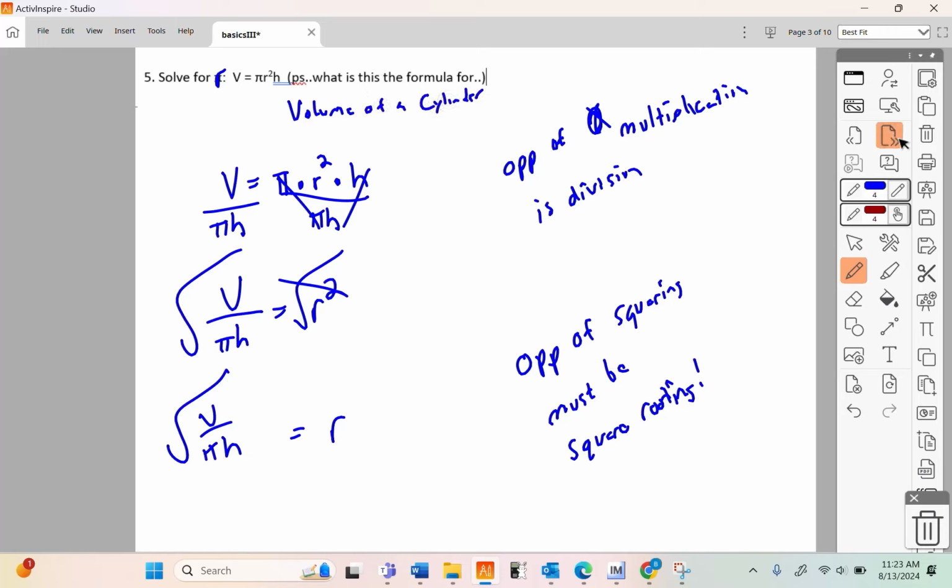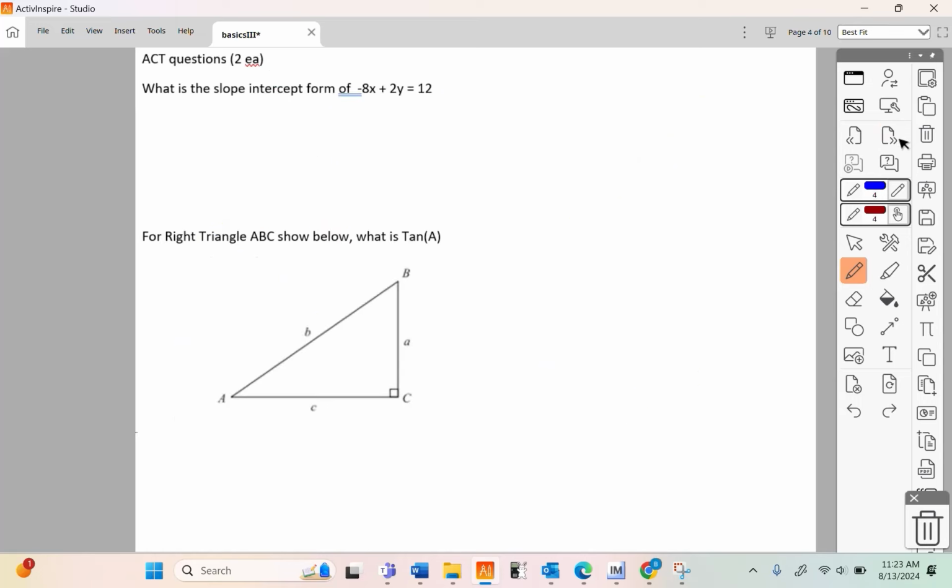Hopefully you knew that. All right, the ACT questions. These are not optional. What is the slope-intercept form of negative 8x plus 2y equals 12? Slope-intercept form is y equals mx plus b. M is your slope, b is your y-intercept.